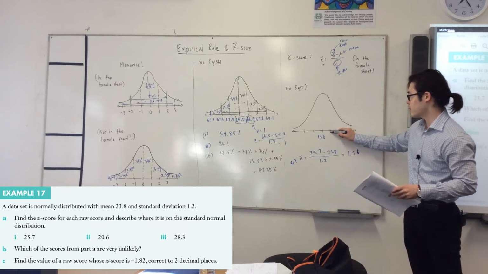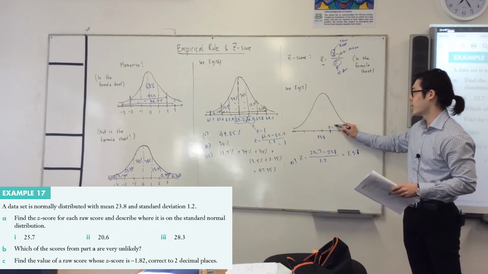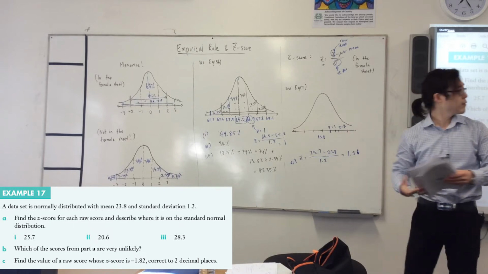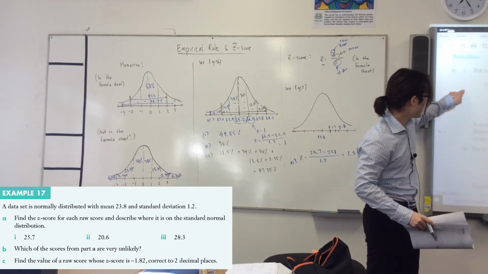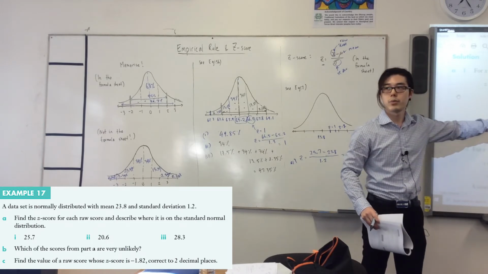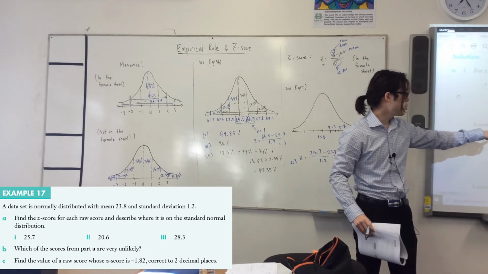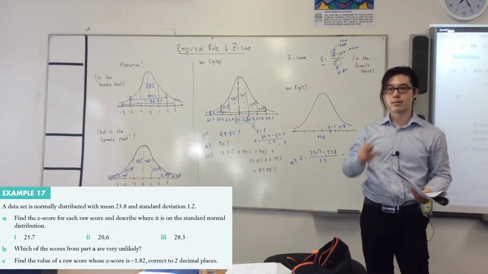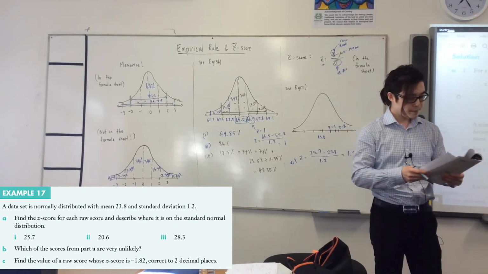This is where a z-score of 1 is, this is where a z-score of 2 is, so it's about there. If you look at the description, you just have to say that the score lies 1.58 standard deviations above, to the right of, the mean. Just describe where it stands from the mean. So just read the question carefully.